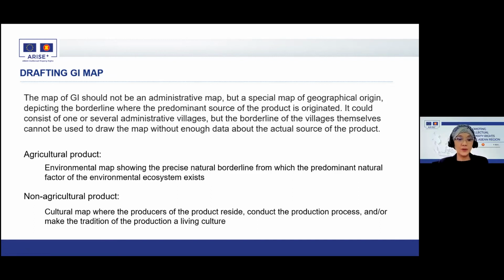In agricultural products, it should be a borderline of where the source of products are planted, okay, or originated. But for non-agricultural product, it should actually consist of the cultural map. It's a map of the culture which has, of course, the connection with the product.